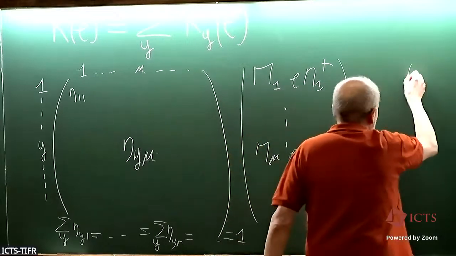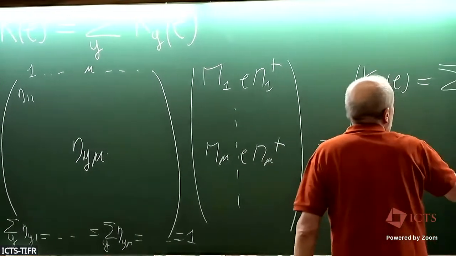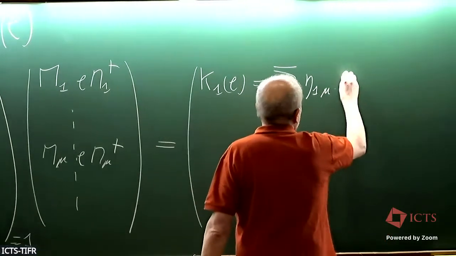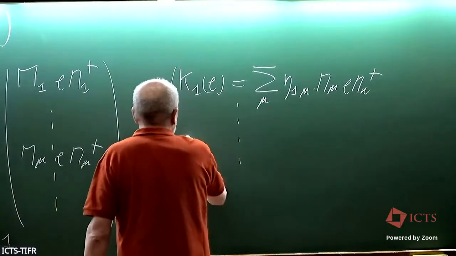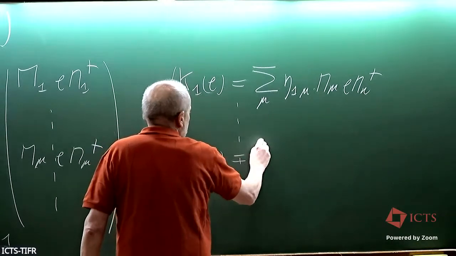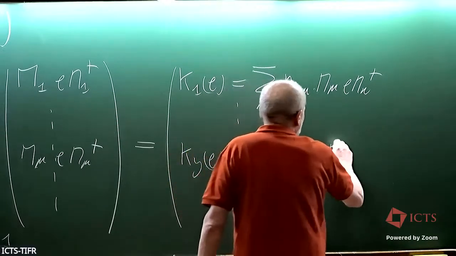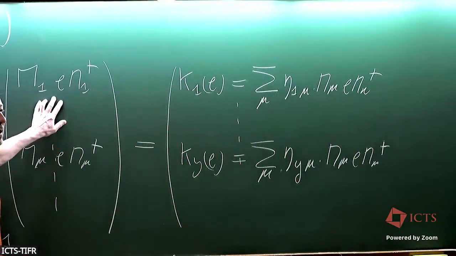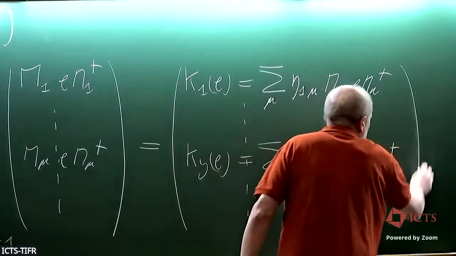So here, what you obtain, K_1 of rho, is the sum over mu of eta_1mu M_mu rho M_mu dagger. It is typically something like this. You can always decompose this like this. Here, you can use a CP map instead of that. You can gather here, something like this.